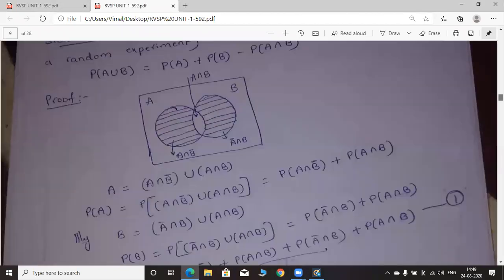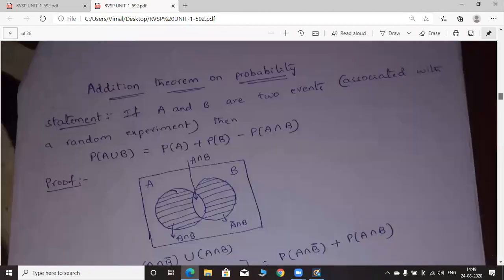Once revise this addition theorem on probability. I think it is clear, very easy to understand. There is no confusion in that. Okay, the statement is given here. This is also one of the properties of probability, the sixth property.